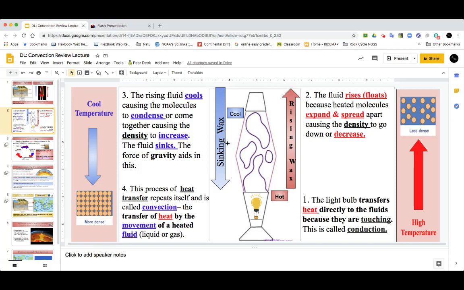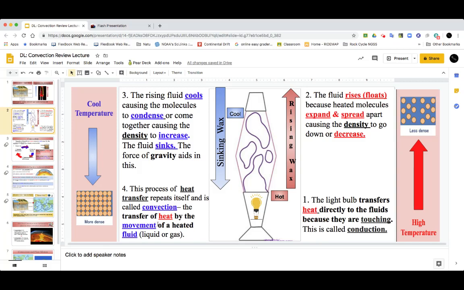And this process continues just as long as that lava lamp is turned on and stays on. And that process is a form of heat transfer called convection. And convection, by definition, is the transfer of heat by the movement of a heated fluid. And fluids in science are either liquids or gases. And we're going to apply this to the upper mantle very soon. So I'm going to say fluids are liquids, gases, or semi-solids. Those things that can naturally flow because their molecules are not as densely packed together.